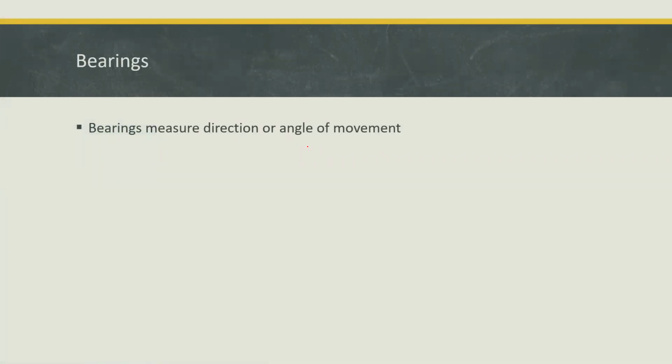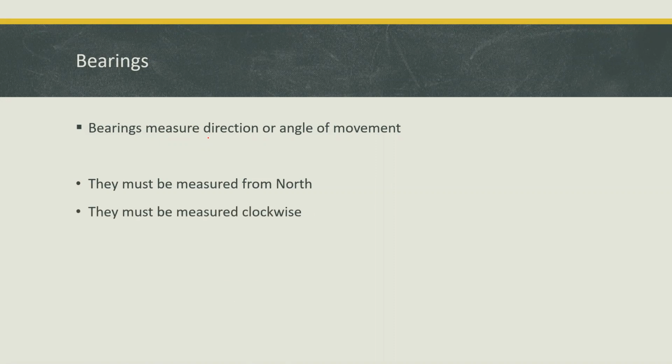So bearings are used to measure the direction or the angle of movement from one point to another, and they're in the form of angles. There are three basic rules we need to keep in mind when we're calculating the bearings. Firstly, the bearings must be measured from the north. So the bearing at north is 0, and the bearing is always going to be measured from the north, and we're going to move clockwise. If we move anti-clockwise from the north, it's always going to be wrong.